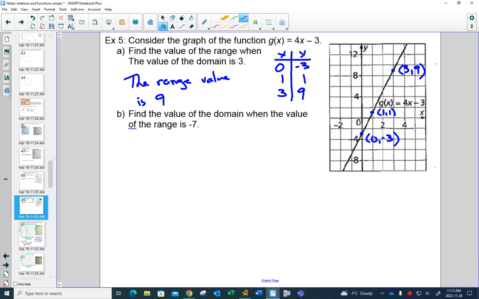If we wanted to write this in function notation, this is what we just did. The function was g of x. We just figured out that g of 3 is 9. g of 3 is saying this is the y value when the x value is 3.